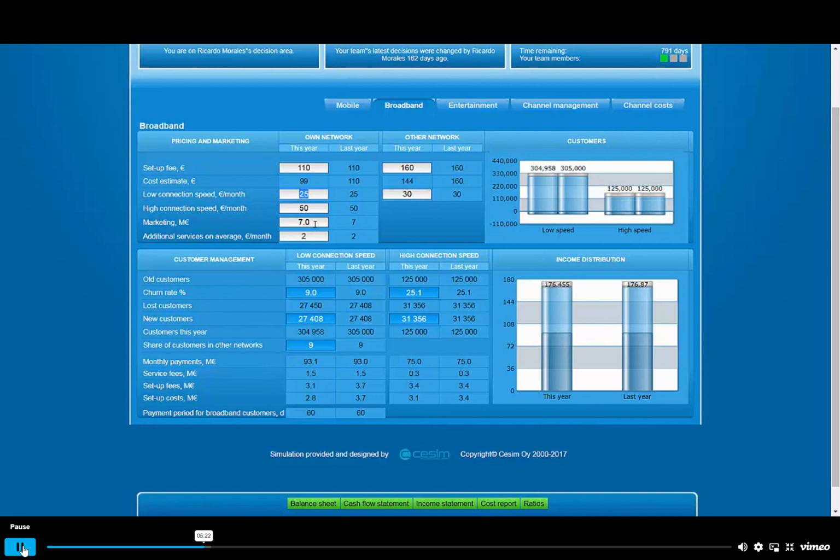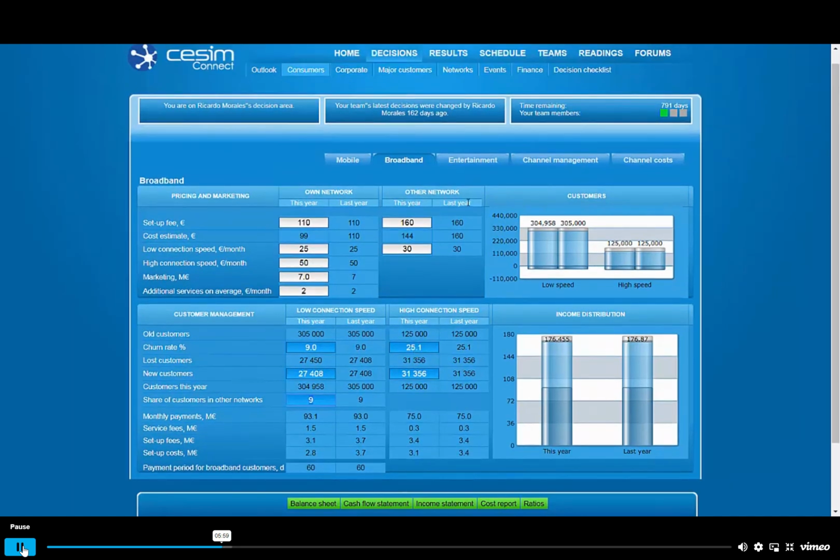And then we decide the amount of marketing that we want to do for this fixed broadband service, and then we decide what kind of fees we are charging for those value-added services that are included in the fixed broadband package. And then again we estimate here the churn rates, and then we estimate the number of new customers, and then we make an estimation about what is the number of customers that are coming through the other networks.